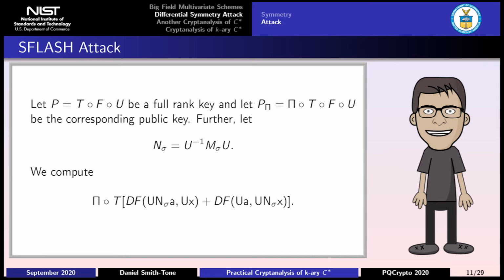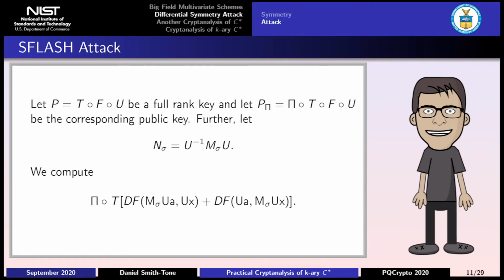Using the definition of P pi and the linearity of the differential operator, we can pull the pi and t maps to the front and place U in front of each input. Now we can use the definition of n sigma to cancel with a U to get this expression. Now notice that the multiplication map is symmetrically applied to the inputs of the differential of capital F.